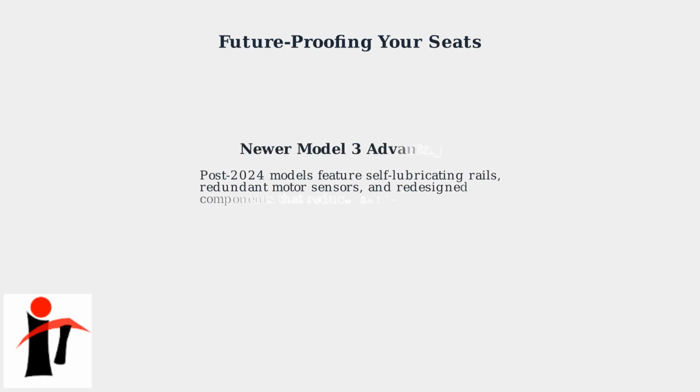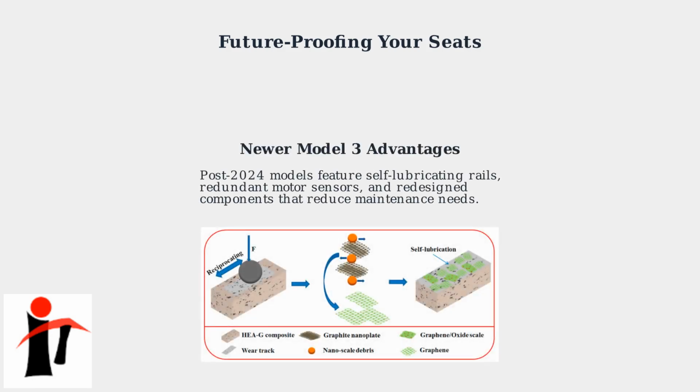If you own a Model 3 built after 2024, you'll benefit from redesigned seat rails with self-lubricating materials that release lubricants as they wear. These models also include redundant motor sensors for better reliability and fewer maintenance requirements. This advanced design minimizes the need for manual interventions.